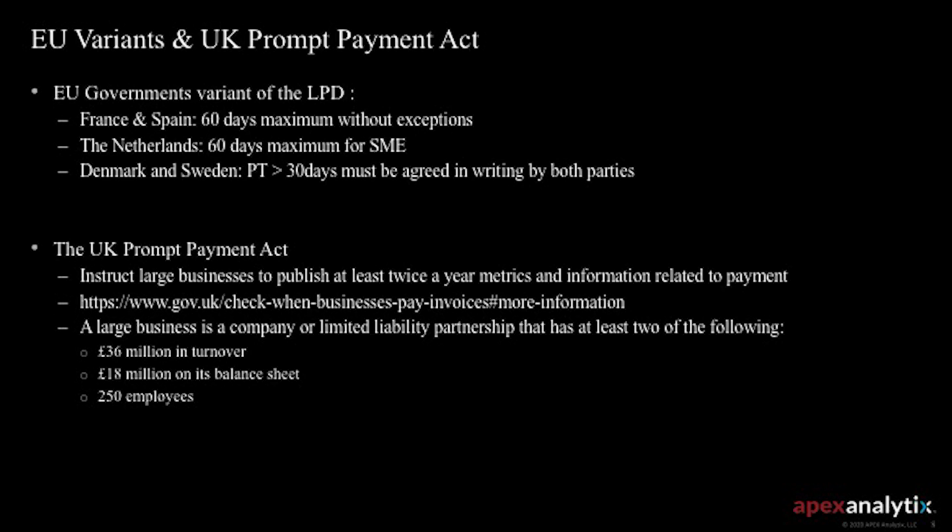So I'm going to go through a couple of examples of the variance here. You can see that in the European Union, we have variance in France and Spain. So it's 60 days maximum in France and Spain without any exceptions. You cannot go over those terms. The Netherlands also has stricter conditions for SMEs. So again, you cannot go over 60 days for SMEs. And you can see that for Denmark and Sweden, if the payment terms are over 30 days, there must be an agreement in writing by both parties.